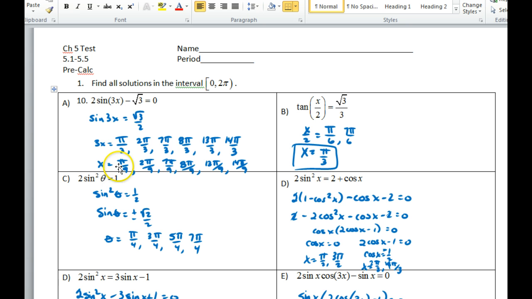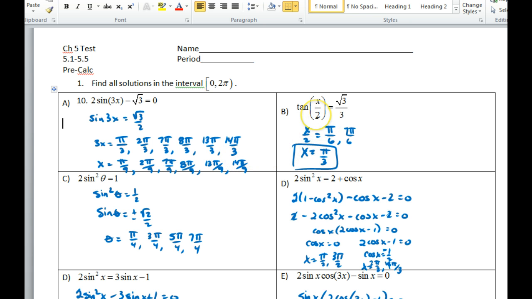Then I divide everything by 3. So these are solvers, and when you see this 3x, a lot of times you want to try to solve it such that you get all of the angle measurements that you need. We graphed this in class too, and the waves go 3 times as fast. You shoot a line through and you get 6 solutions from 0 to 2 pi.